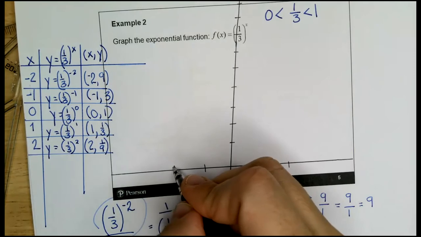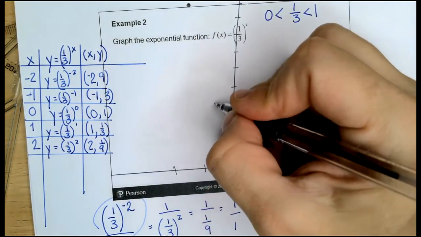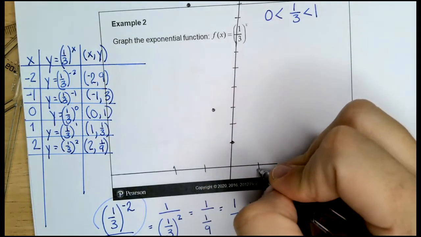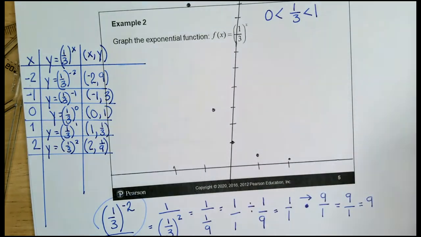All right, at -2, my y is 9. At -1, my y is 3. At 0, my y is 1. At 1, I'm at 1/3. And at 2, I'm at 1/9.